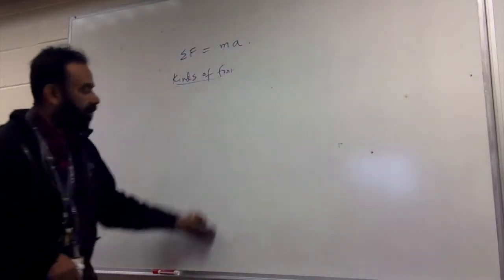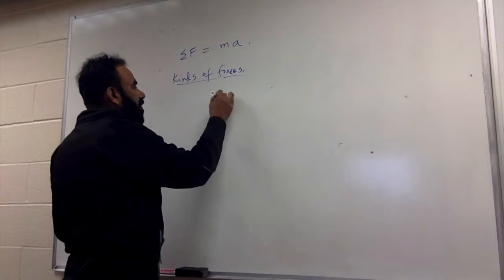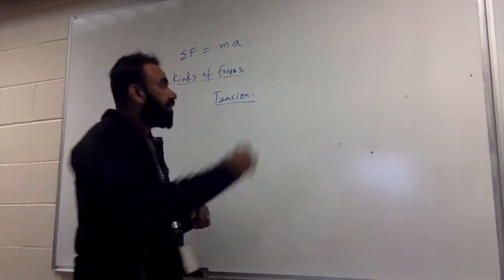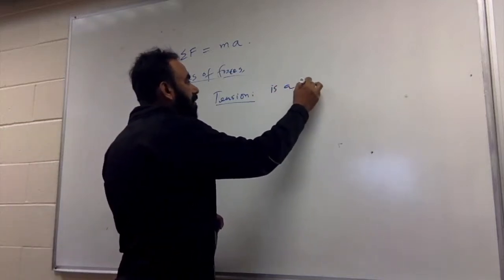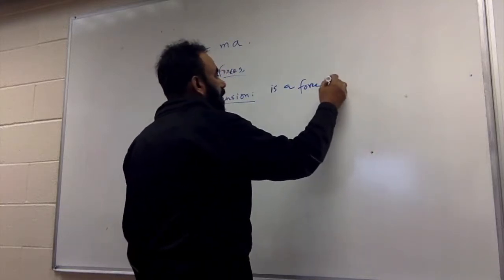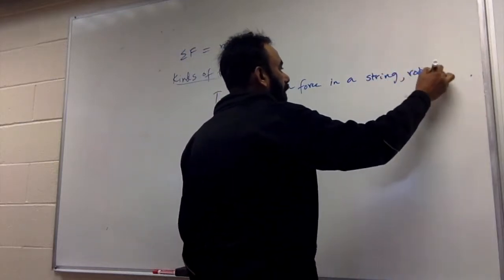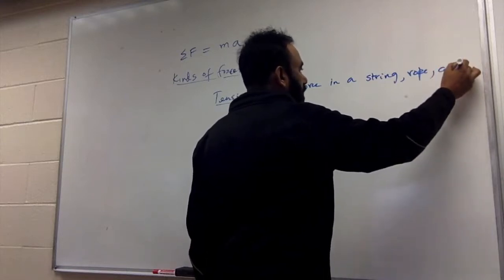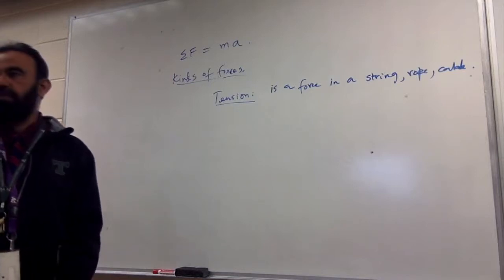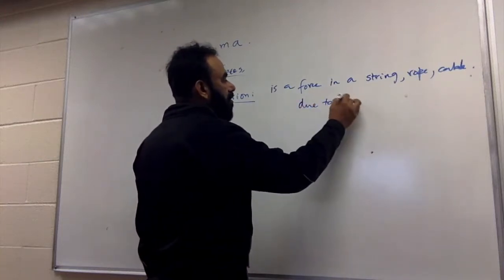So weight is one of the kinds of forces. The other kinds of forces are tension. What is tension? Tension is a force in a string, rope, cable, etc. You know, it can be in a string, in a rope, in a cable, in a wire, in a lanyard, anything, due to stretching.